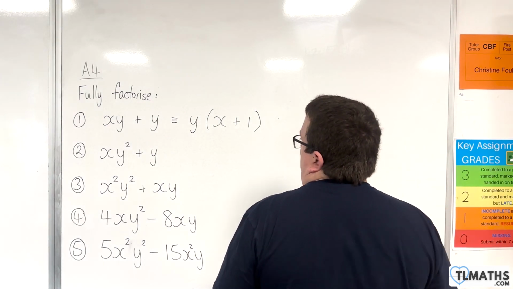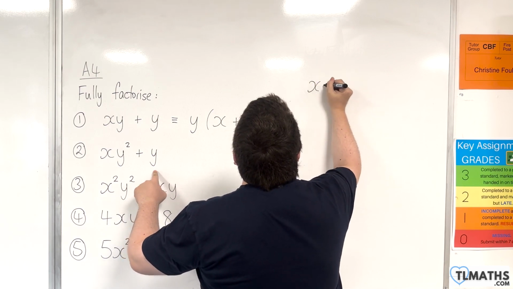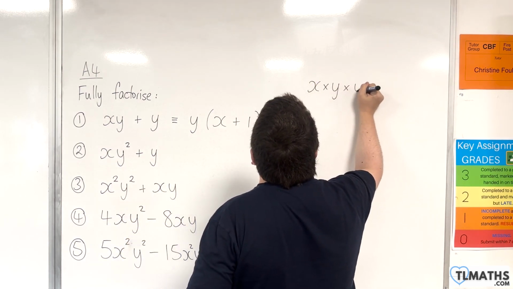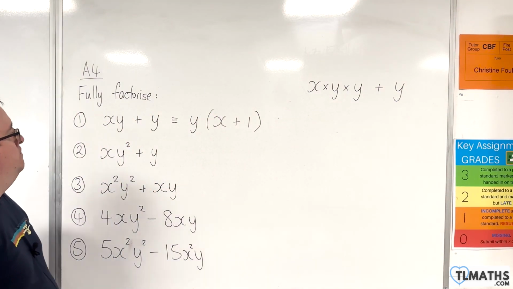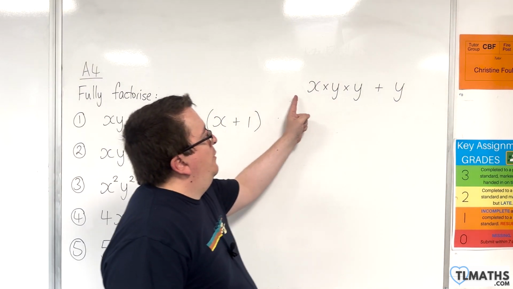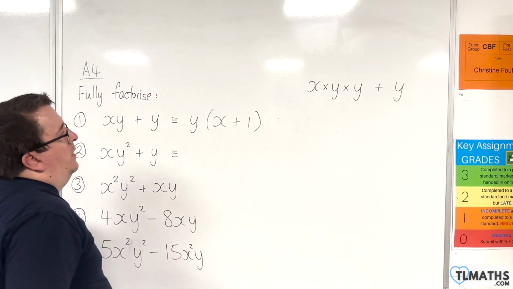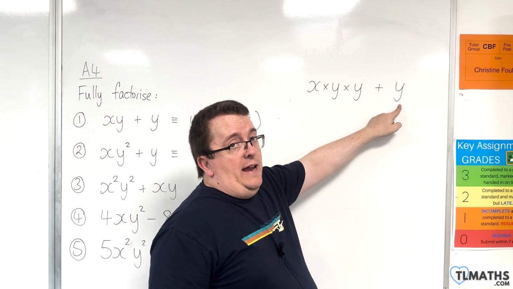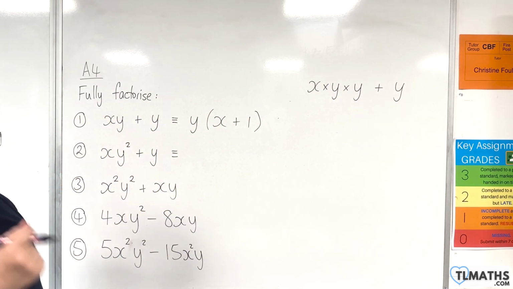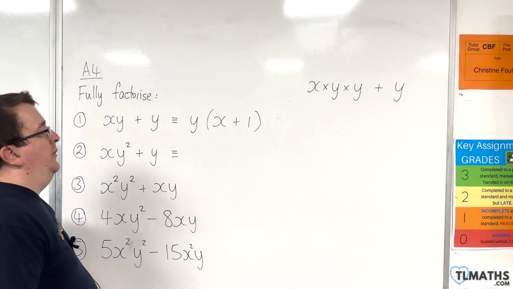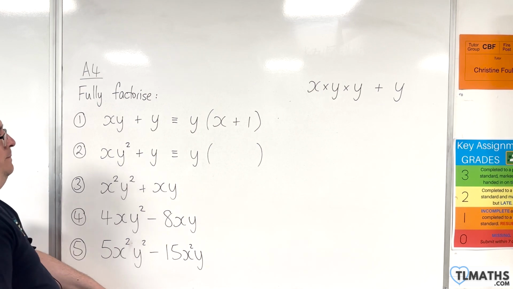Now let's take a look at number 2. We have xy squared plus y. So x times y plus y. Now, the coefficients are both 1, so we don't need to do anything there. This term doesn't have x involved, so x is not a common factor. But they both have y involved. So I can factor y out of my single bracket.